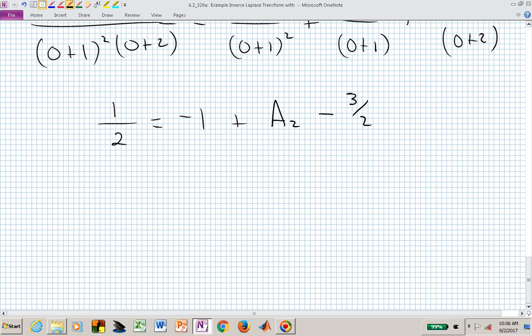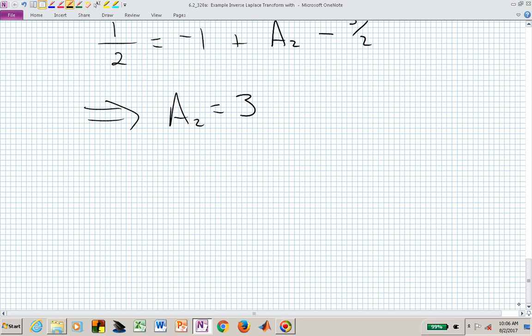We add 1 more to both sides, and we now have 3 on the opposite side from a sub 2. So a sub 2 is actually 3. Now we have an exact expression for f of t. A sub 1 was minus 1, and that was associated with the term with the t in front of it, t e to the minus t.